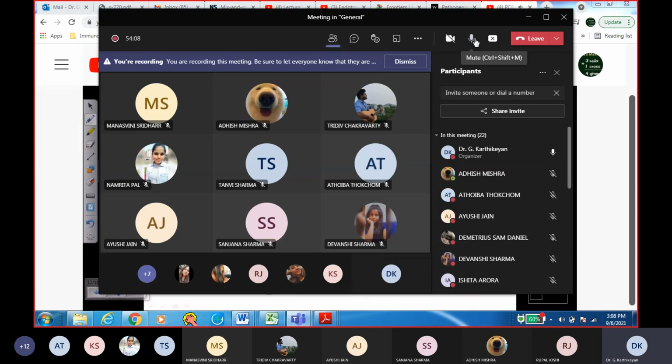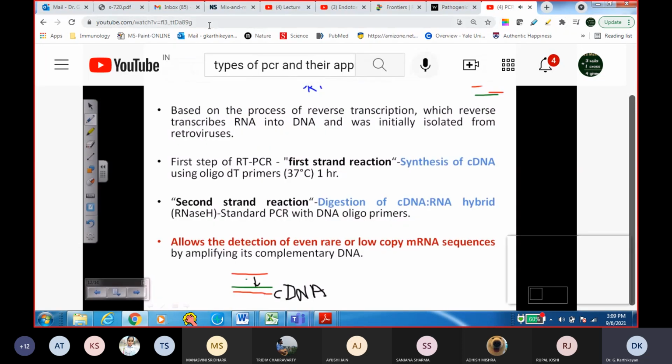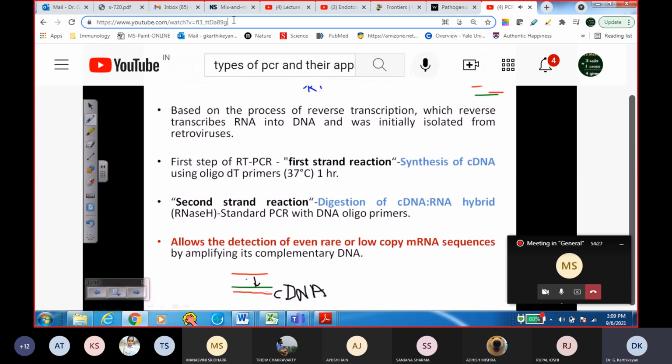It is transferred, and it will be transformed into DNA. This DNA is called cDNA, or complementary DNA, as we know. This is the DNA which is produced from RNA using reverse transcriptase. Now this RNA strand and DNA strand is there, so it's an RNA-DNA hybrid.